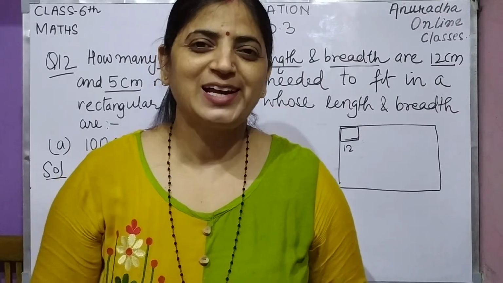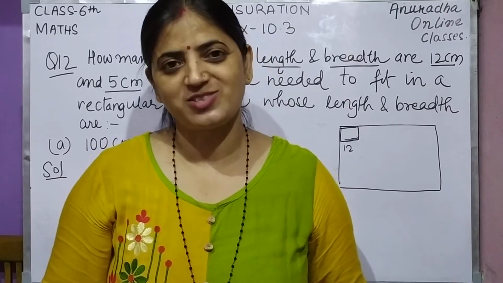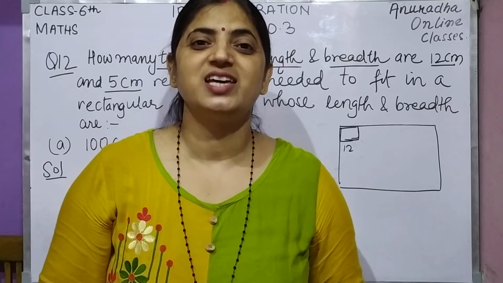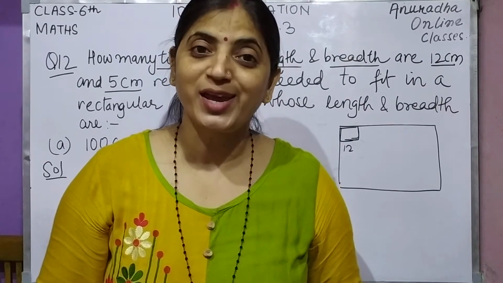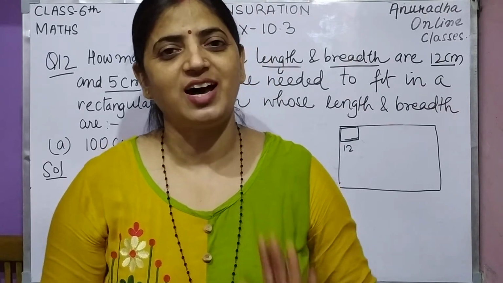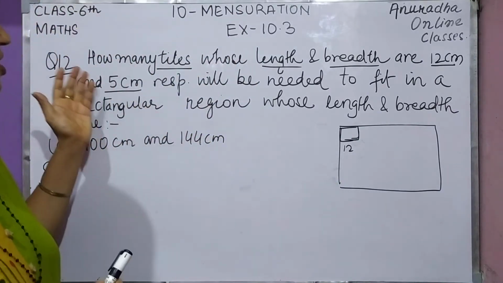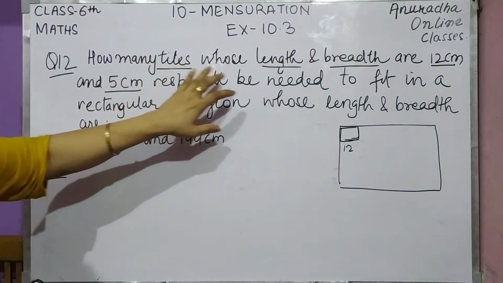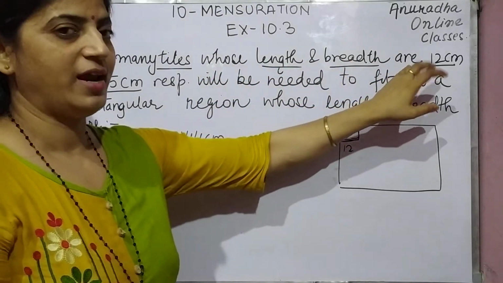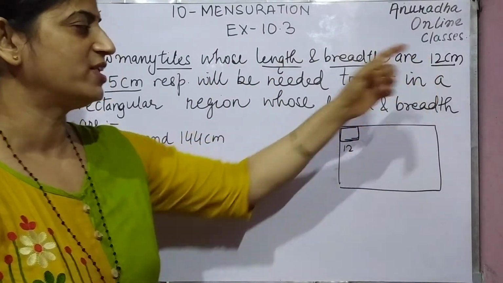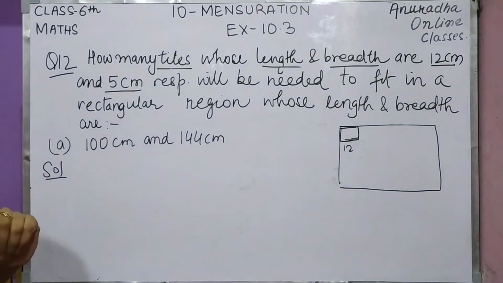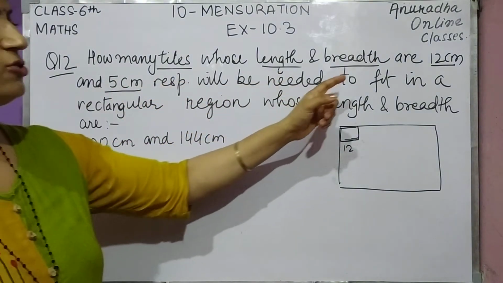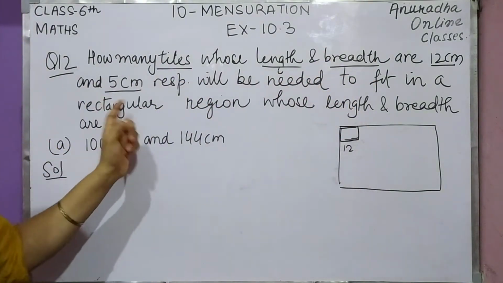Today I am going to take class 6 and the chapter we are doing is mensuration and the exercise we are doing is 10.3. आज हम 10.3 का last question करेंगे, that is question number 12. So what is the question? How many tiles whose length and breadth are 12 centimeter and 5 centimeter will be needed to fit in a rectangular region.